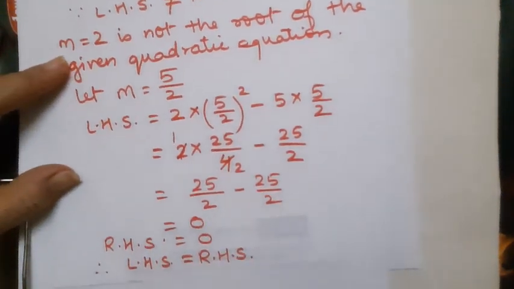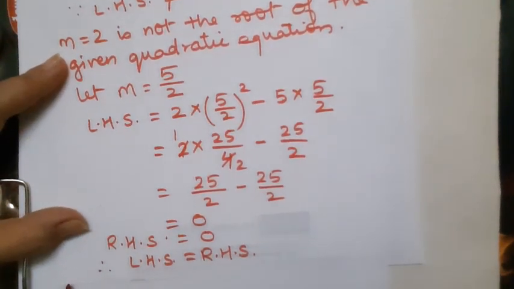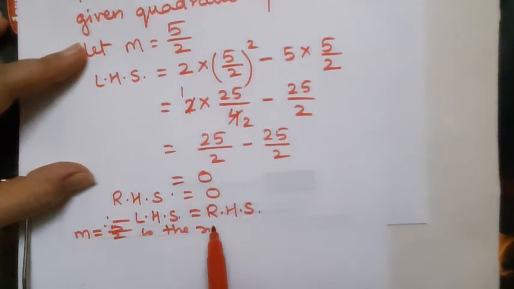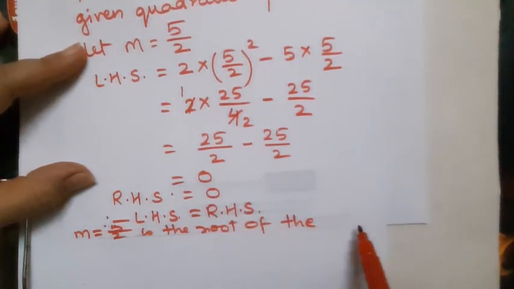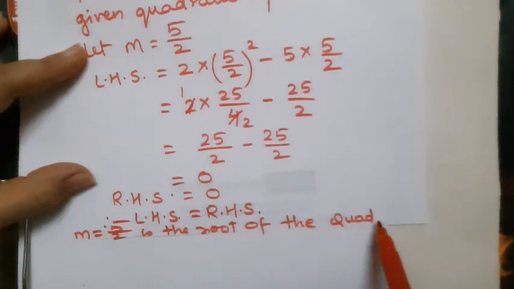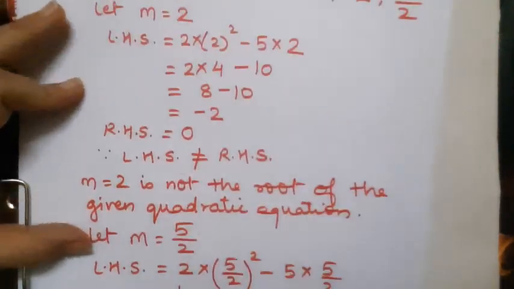So in this case what we can say? That m is equal to 5 upon 2 is the root of the given quadratic equation. Okay, children. So this is how you will solve question number 4.